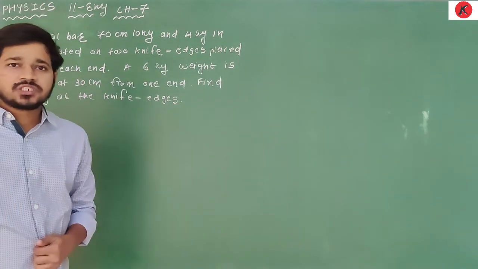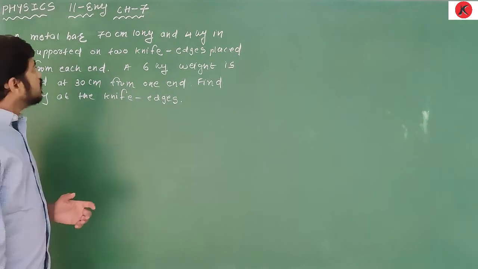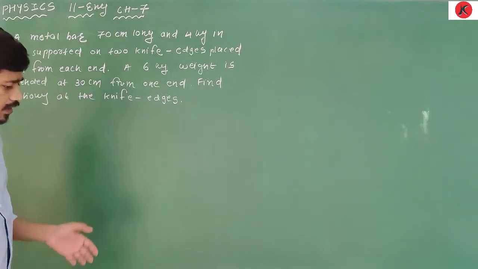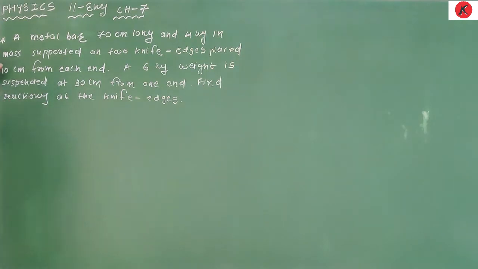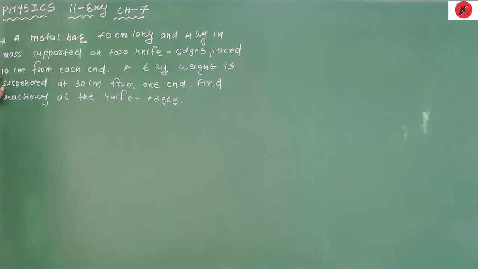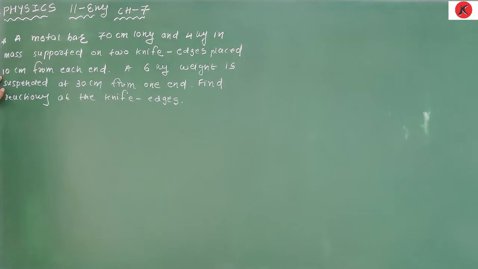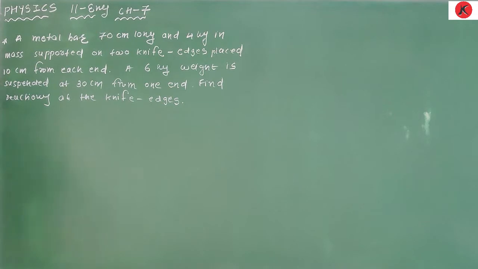Yes, we will see some questions today based on lever mechanism. Okay, see, here it is. A metal bar 70 cm long and 4 kg in mass, supported on two knife edges placed 10 cm from each end. A 6 kg weight is suspended at 30 cm from one end. Find reactions at knife edge.